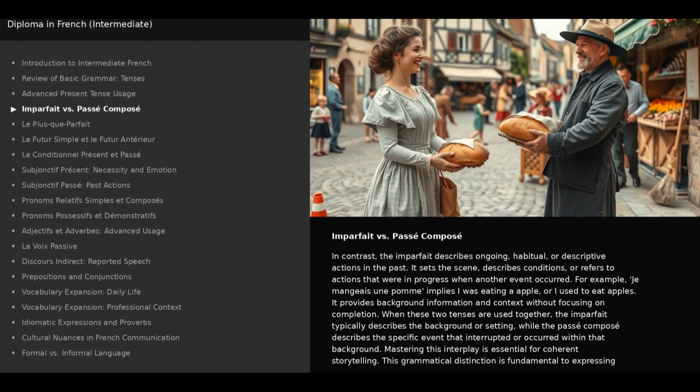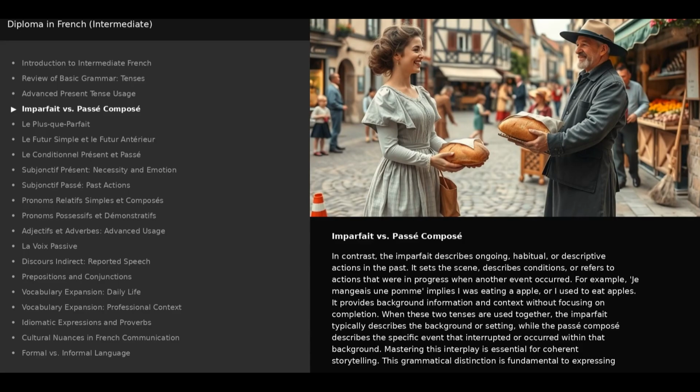It sets the scene, describes conditions, or refers to actions that were in progress when another event occurred. For example, je mangeais une pomme implies I was eating an apple, or I used to eat apples. It provides background information and context without focusing on completion.